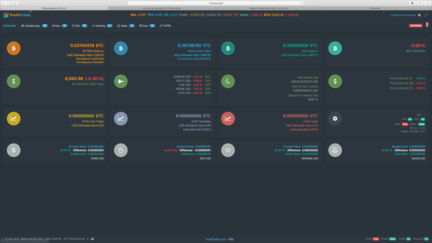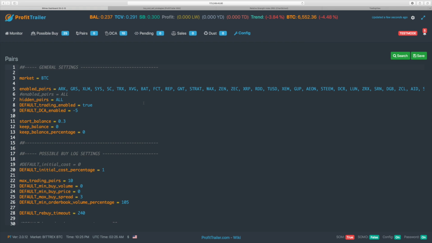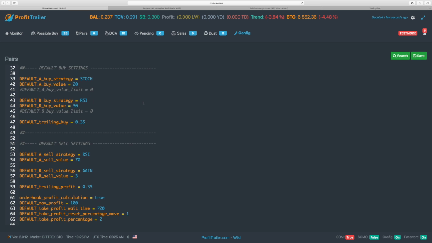So let's go ahead and see how we set them up here in your pairs config on my test bot on Bittrex. I'm going to zoom in a bit here so we can see what we're doing. So we go down here to, where is it? Default buy and default sell settings.